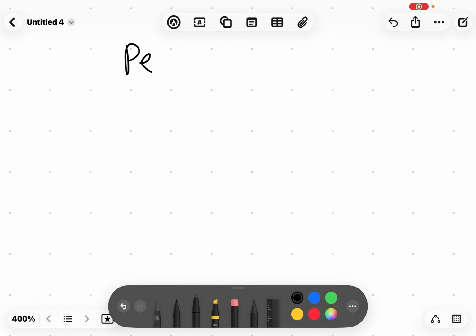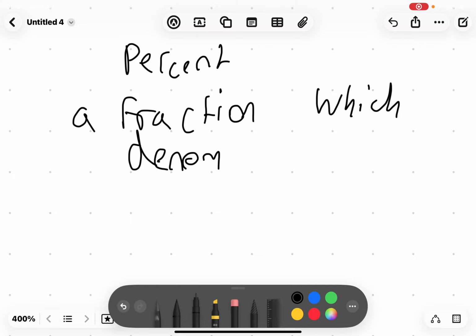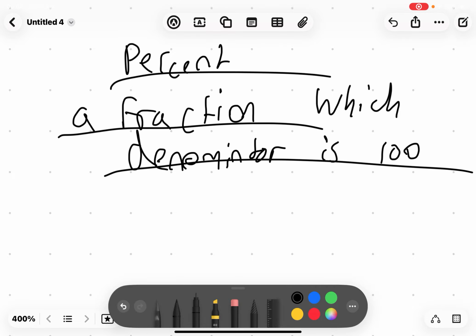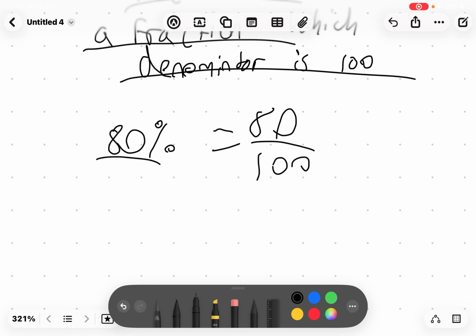Now let's talk about percent, because it's basically about fractions. A percent is when you put it as a fraction with a denominator of 100. So let's say 80% is equal to 80/100. So percent is out of 100.